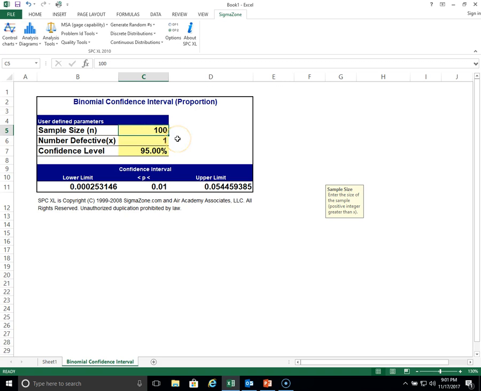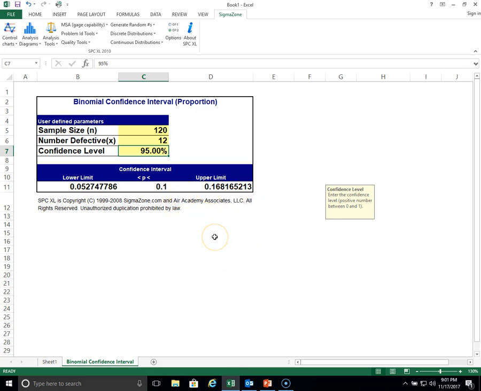Well, that was 120 vouchers that were looked at, of which 12 were defective. And if we wanted a 95% confidence interval, the proportion in the sample that's defective is 0.1 or 10%, 12 out of 120. The lower limit is 0.052 and the upper limit is 0.168.